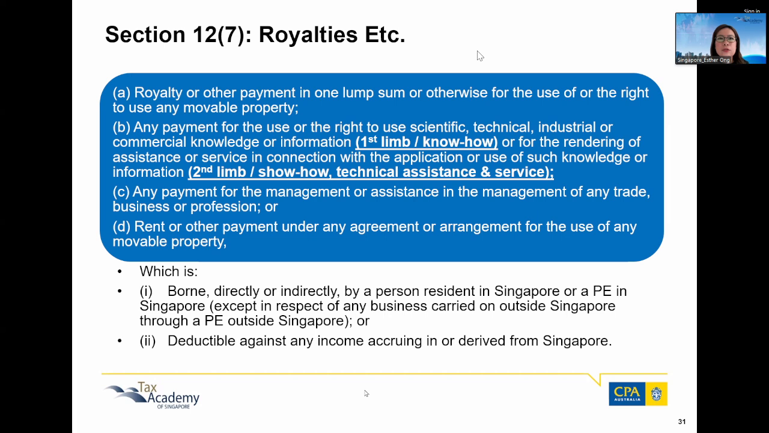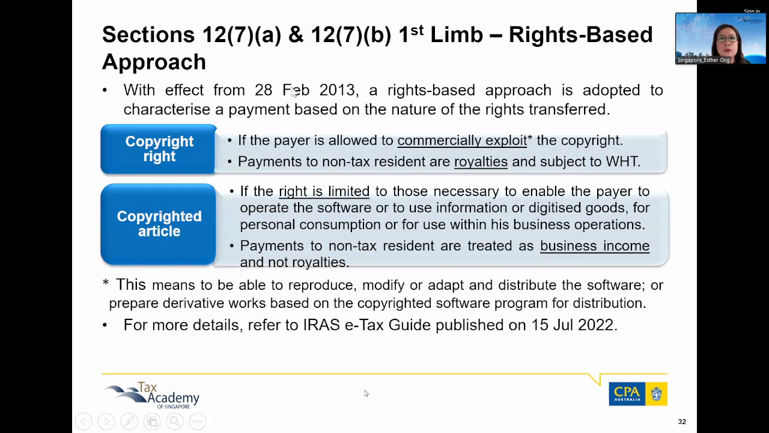Okay, so in this section, you will see that we keep referring to the right to use something, right? So with effect from 28 Feb 2013, IRAS came out with more guidance on a rights-based approach to determine the type of payments which are subject to withholding tax under 12.7A and 12.7B, the first part relating to the know-how. So how do we determine whether such payments fall under these two sections?